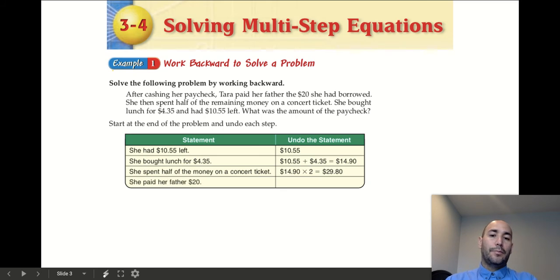The last part is she paid her father $20. So again, we're going to add that $20 back in, and that's going to leave us with $49.80. And that would have been what she started with, that would have been her paycheck, right? Because again, we undid each single step. We started at the end of the problem and we just worked our way backwards, undoing each step to get us back to the beginning amount.